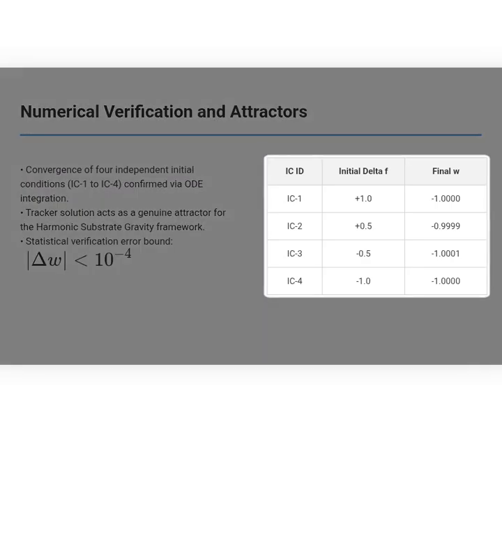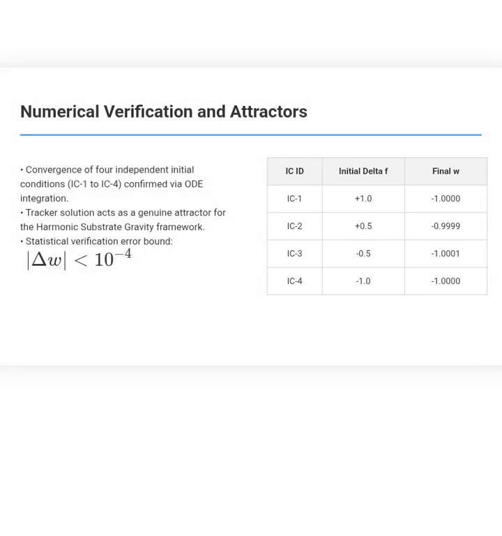If you look at this comparison table, you'll see the initial frequency deviations versus the final values of the equation of state. Despite the wide range of starting points, the system effectively forgets its initial state and settles into the stable attractor. This helps solve the fine-tuning problem we often see in other dark energy models.